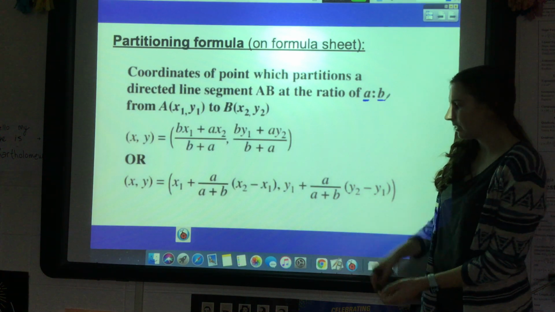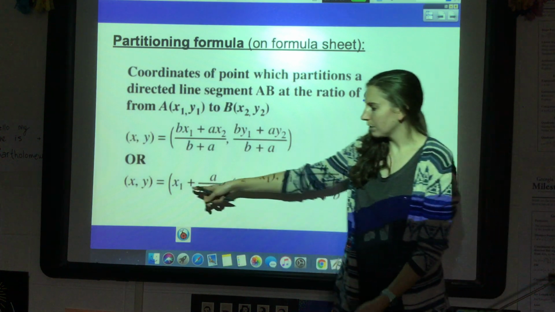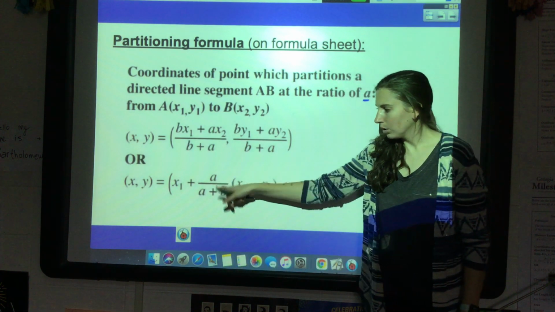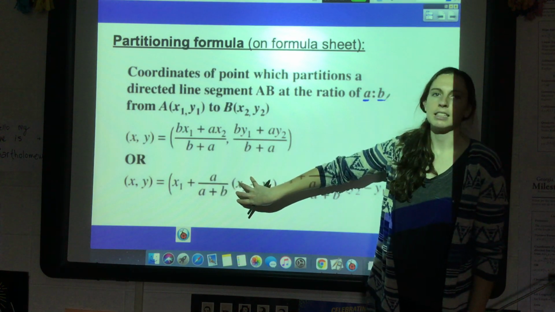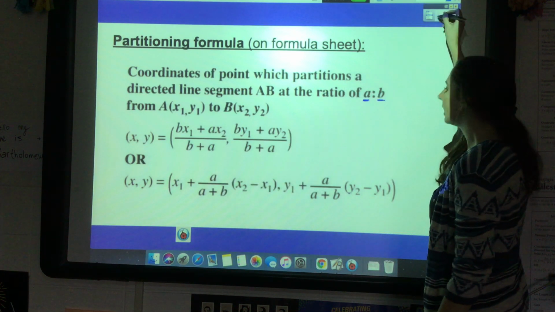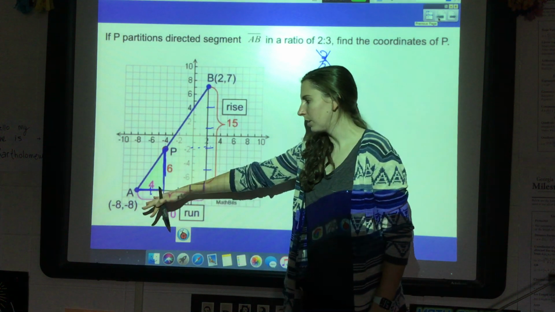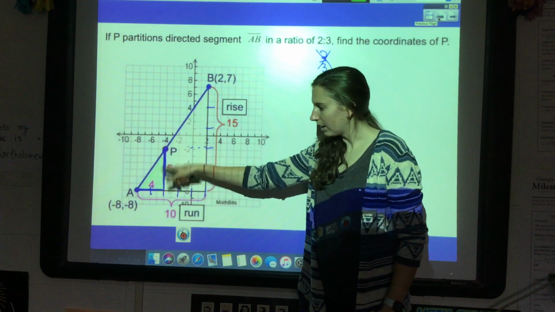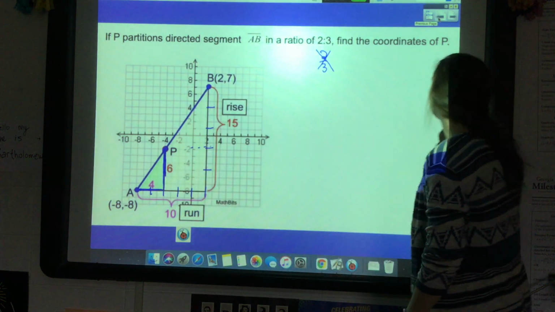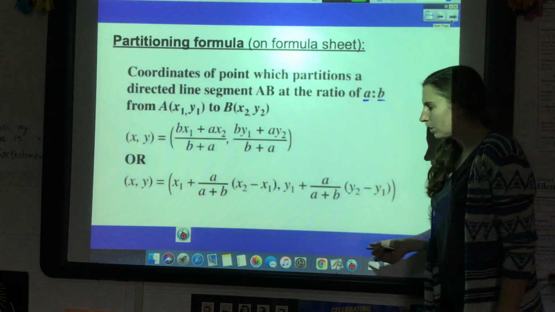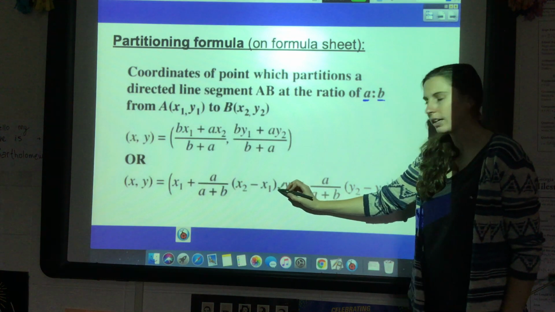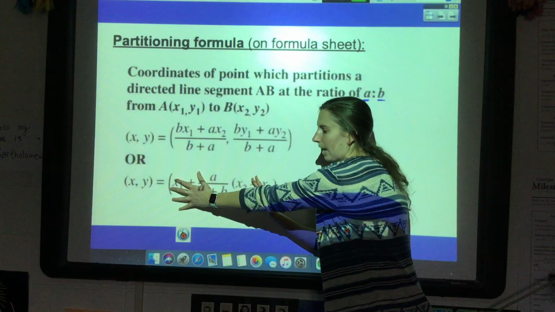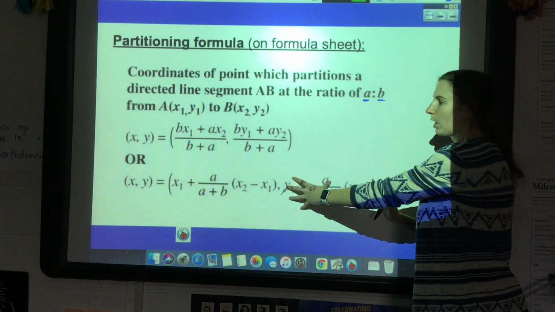This second formula basically says, take your first x value and then add on a portion of whatever the x distance is, which is kind of like what we did here. Start with your x value and then add on 2/5 of whatever the x value is, and then start with your y value and add on 2/5 of whatever the y value is. Note that the formula has a comma in the middle. This is going to give you 2 separate numbers. This will give you the x coordinate, and this will give you the y coordinate.